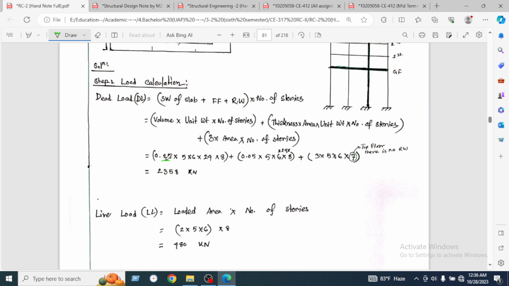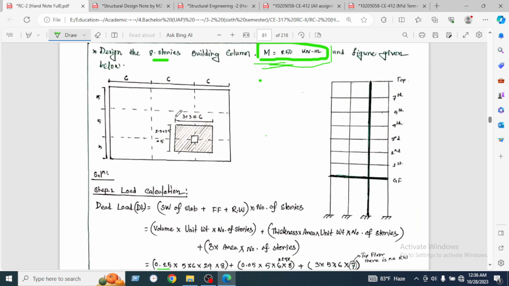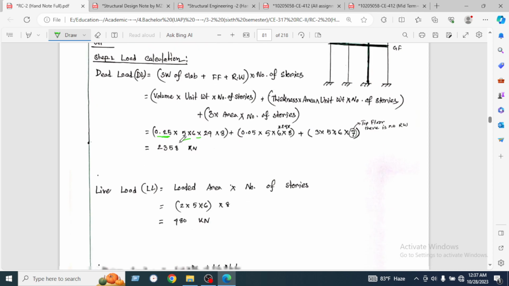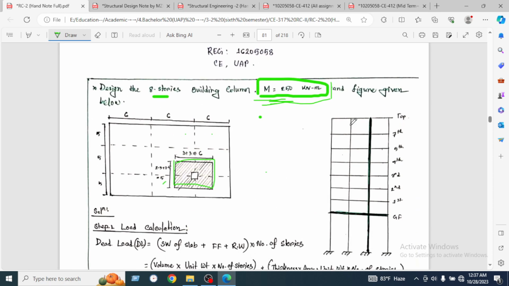So 250 is the thickness of the slab, and 5 into 6 is the tributary length. Here is the 5, here is the column. The column is subjected to two spans, 6 into 6. Here is 6 by 2, 6 by 2, which is 3 plus 3 into 6, and here 2.5 plus 2.5 into 5. So our tributary area will be 6 into 5, times the unit weight of concrete 25, and 80 is the number of stories. Here the number of stories is given.